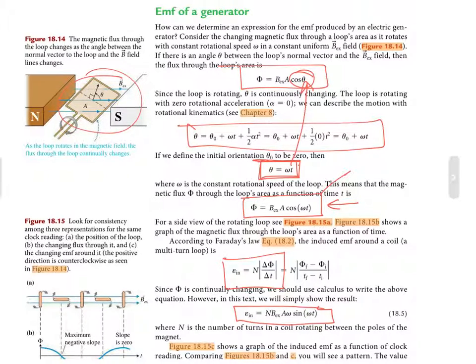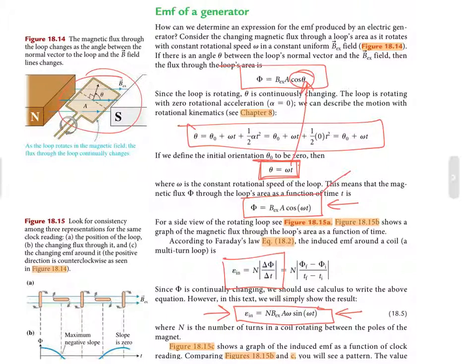You don't have to know how to do that, but it's easier if you know calculus to understand where this came from. The cosine omega t, the derivative of that is omega sine omega t. The omega comes out in front and the cosine turns to sine. So this is the equation for the induced EMF in an electrical generator.